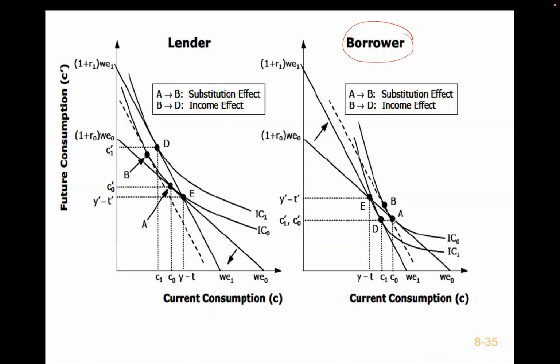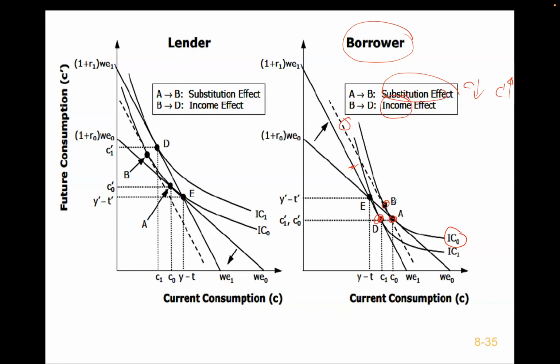Similarly, on the right-hand side, we start with A. Now, we are going to draw a dashed line. This dashed line is going to be tangent to the same indifference curve. We get a B. From A to B, as before, this is the substitution effect, the same. C is going to decrease, and C prime is going to increase because future goods become relatively cheaper. Now, from this dotted line to this solid line, that's a pure income effect. So now you move from B to D.